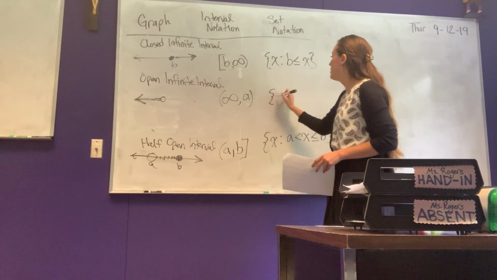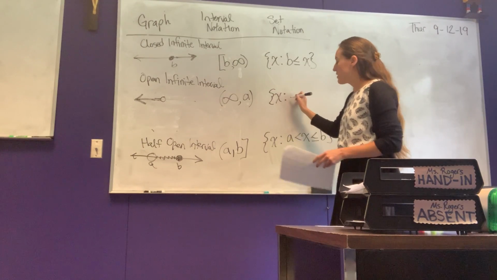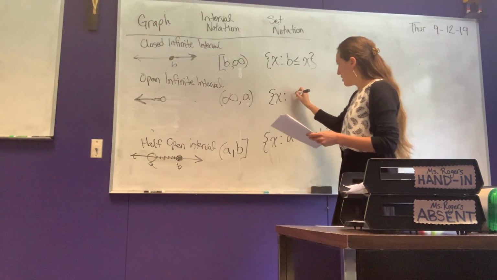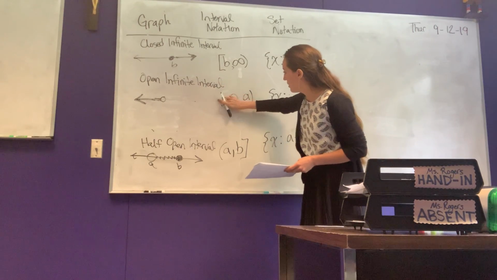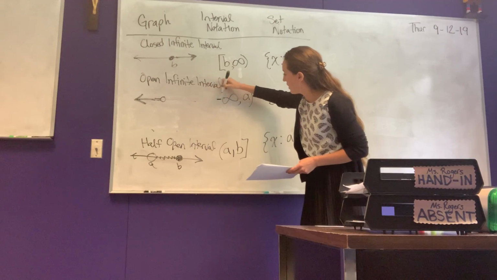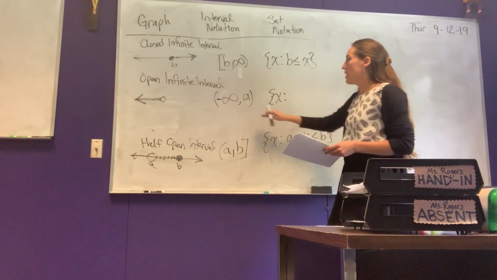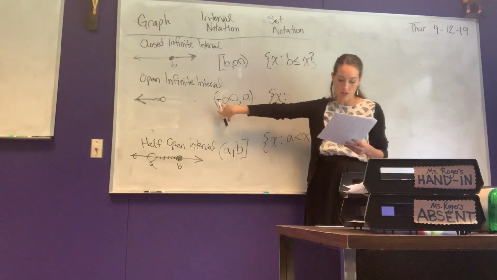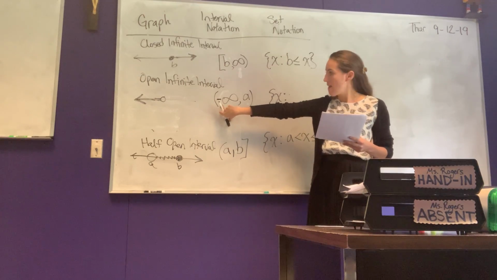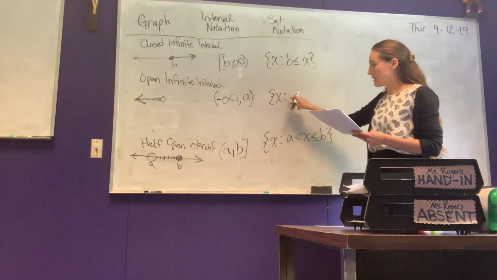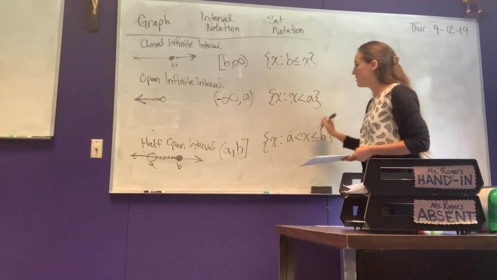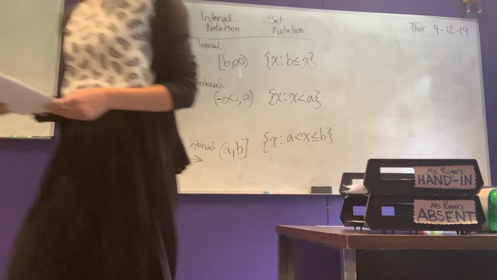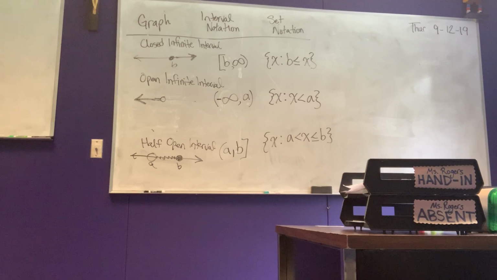Set notation for all x. Would it be negative infinity because it's going to the left? Oh, yeah. Good call. Thank you, Hammond. Negative infinity. Add that negative if you didn't have it. For all x, x is less than a. Check your notes to make sure you have all of that in your notes.